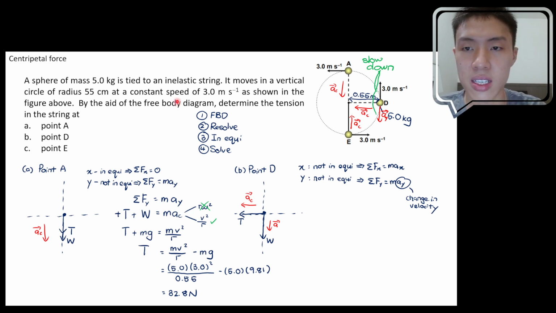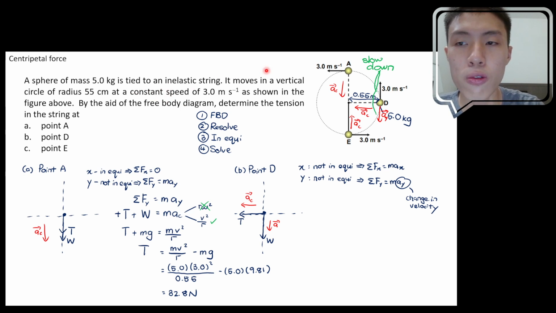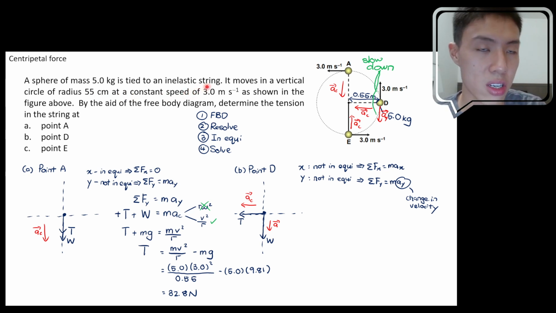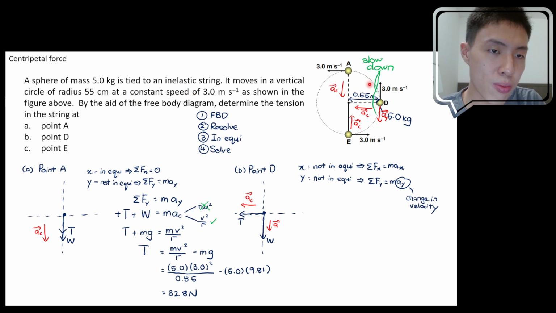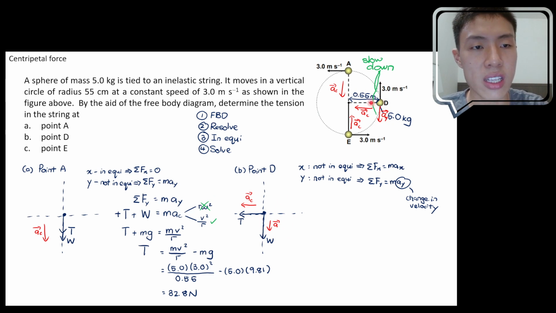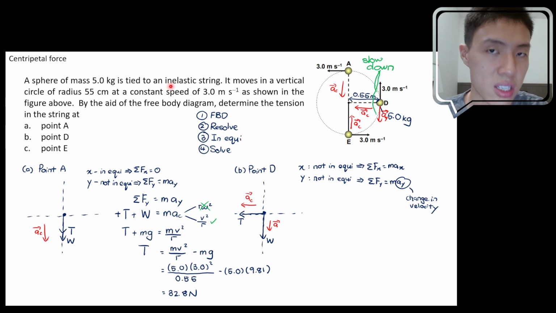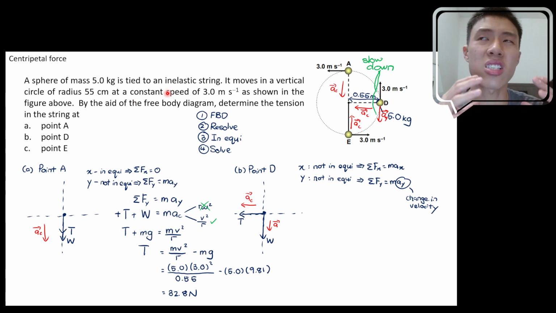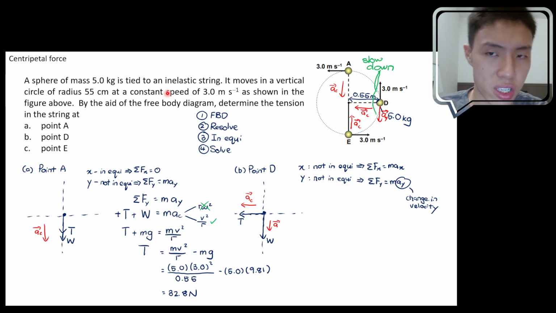But this question says that it moves in a vertical circle of radius 55 cm at a constant speed. This is impossible for a vertical circular motion like this, because there's acceleration in the y-axis. This means that at this point, the object must slow down. Because it slows down, it cannot remain at a constant speed. That's why this question is actually illogical. But I'll still discuss and finish this question because it's still a popular question for this chapter, even though it's an illogical question.